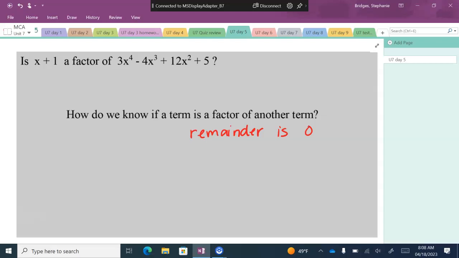Okay, so let's first of all set this one up to divide. Be careful when you're setting up your dividend, the thing you're dividing into. Be careful when you're setting that up in your division problem. I have an x to the 4th, I have an x to the 3rd, I have an x squared, but what do I not have? You don't have a single x. So when you set it up, make sure you put your placeholder in.